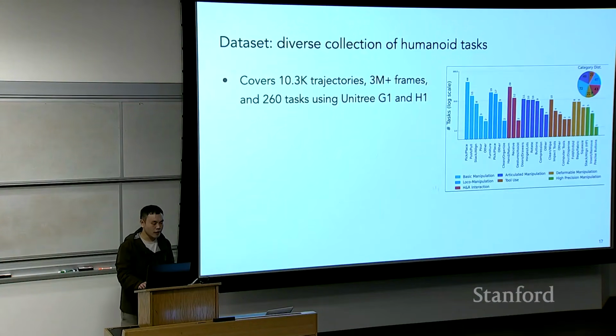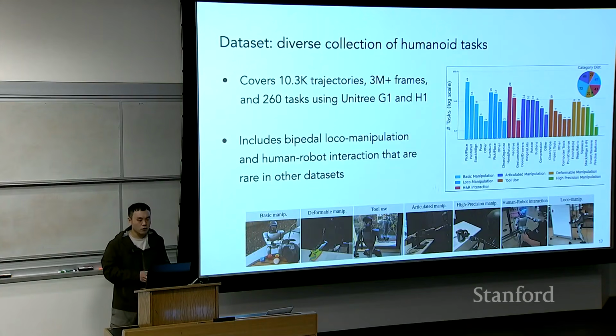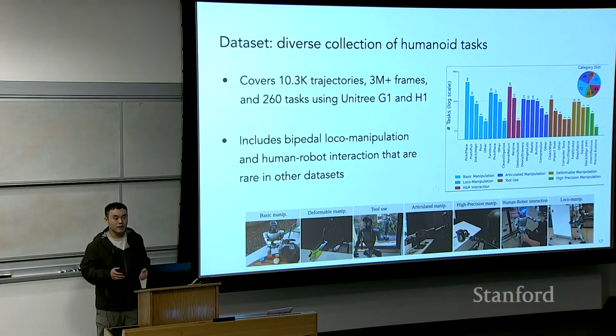We cover over 10,000 trajectories, 3 million frames, and 260 tasks using Unitree G1 and H1. The right figure is the task distribution. As you see, this dataset has pretty diverse coverage of daily tasks. And we also include some bipedal loco-manipulation and human-robot interaction that are super rare in other datasets.